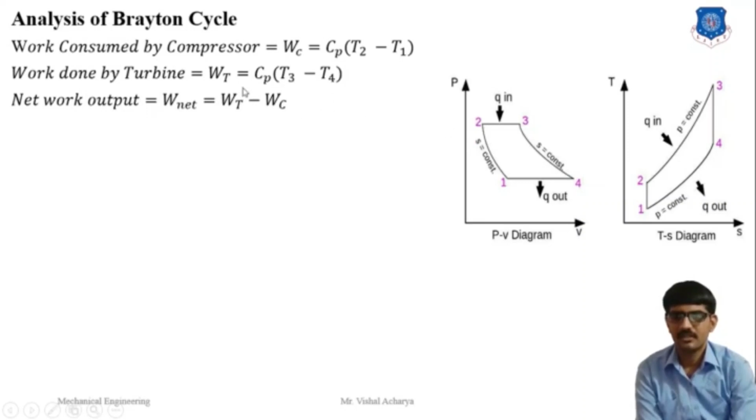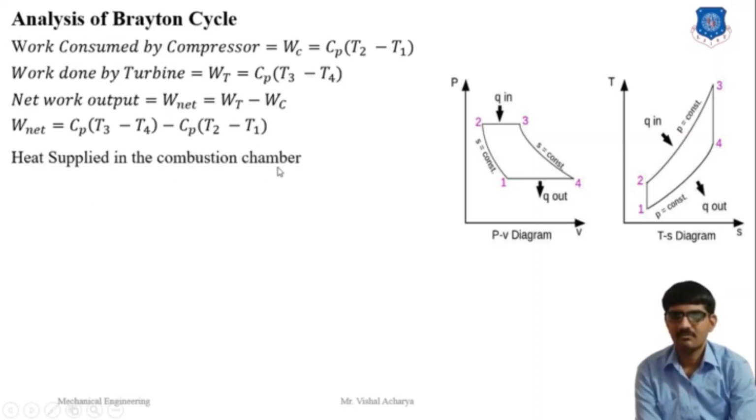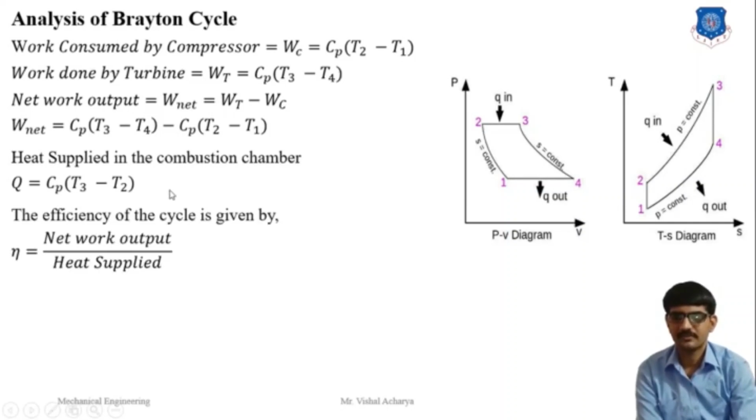WC. Here the turbine work is Cp into (T3 minus T4), and WC is equal to Cp into (T2 minus T1). So the net work is equal to Cp into (T3 minus T4) minus Cp into (T2 minus T1). Here the heat supplied in the combustion chamber Q is equal to Cp into (T3 minus T2), or we also write it as mf times CV, the mass of the fuel and the calorific value, for the combustion purpose. The efficiency is the net work output upon the heat supply.